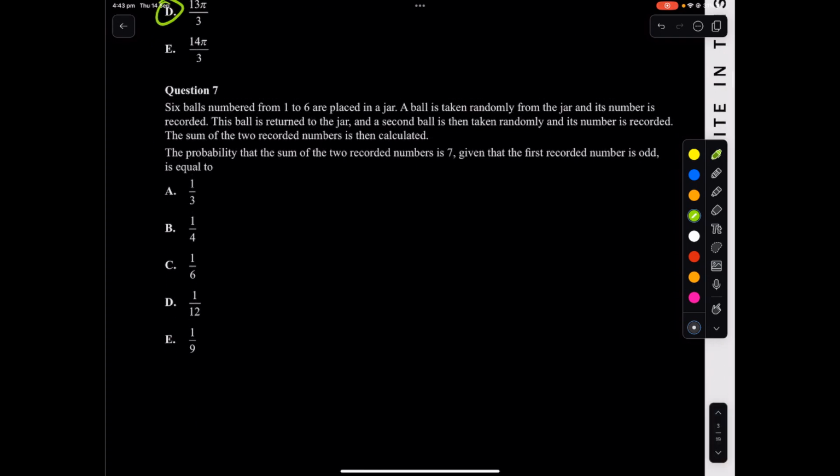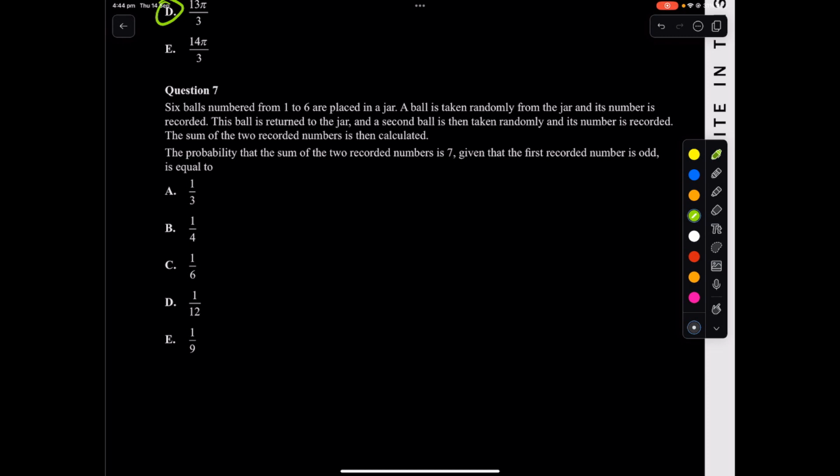Question 7. 6 balls numbered from 1 to 6 are placed in a jar. A ball is taken randomly from the jar and its number is recorded. This ball is then returned to the jar. So it's returned to the jar. So there's replacement. And a second ball is then taken randomly and its number is recorded. The sum of the two recorded numbers is then calculated. The probability that the sum of the two numbers is 7, given that the first recorded number is odd.